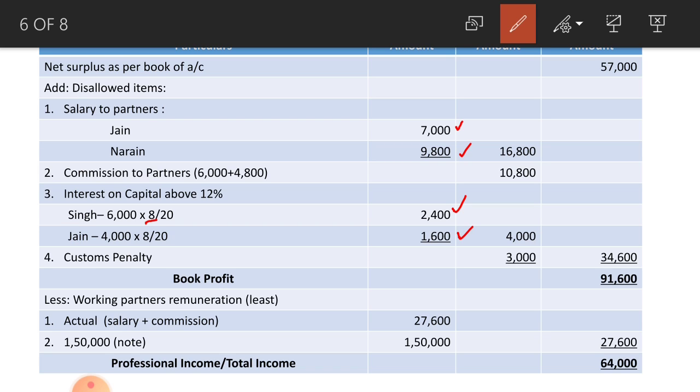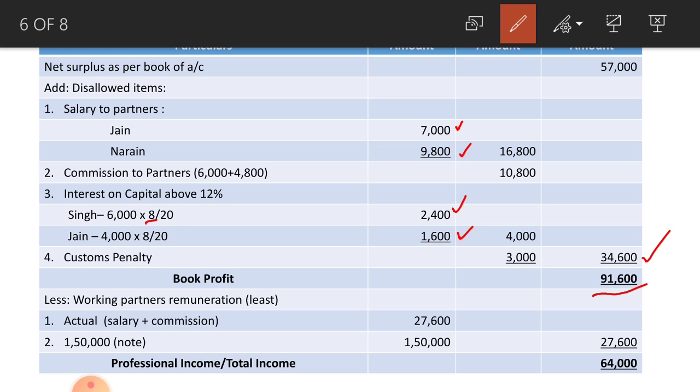So the total of disallowed items amounts to rupees 34,600. When you add this to net surplus, you get 91,600. This 91,600 is the book profit. No need to underline this 91,600. Okay, remove this underline. Book profit 91,600.